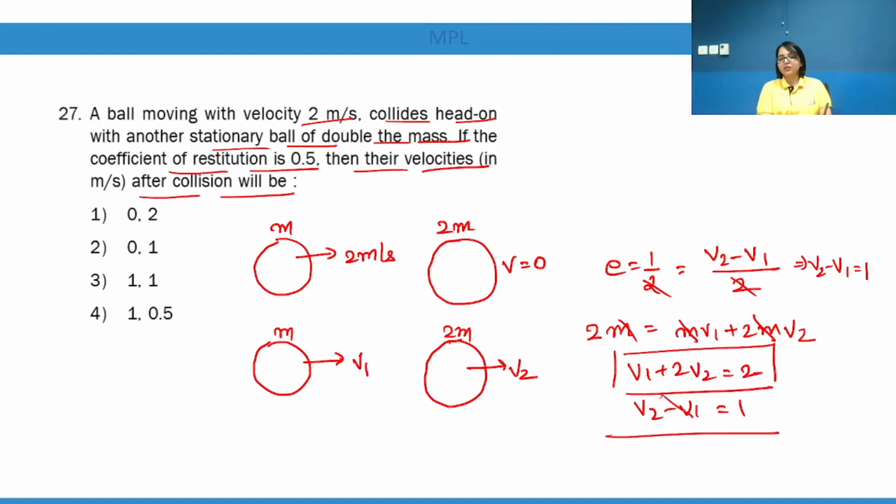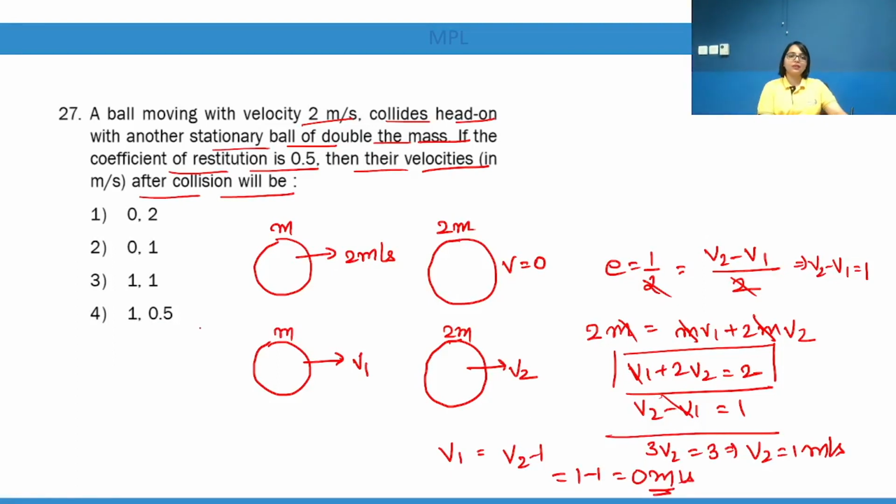Let's add these two equations. So we have 3v2 is equal to 3. So v2 is equal to 1 meter per second, right? Now if v2 is 1, then v1 will be v2 minus 1, and that is equal to 1 minus 1, which is 0 meter per second, right? So v1 is 0 and v2 is 1. So the correct answer will be option 2.